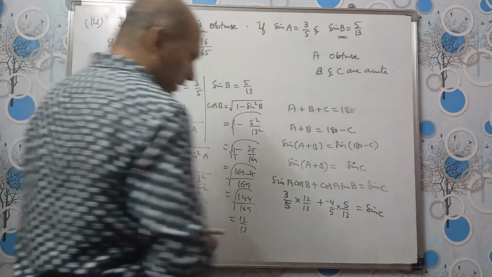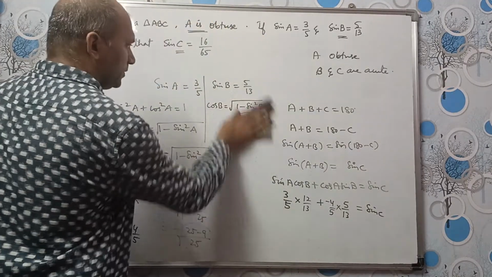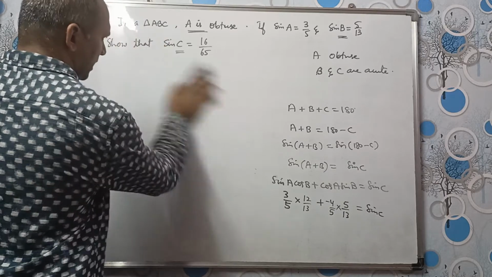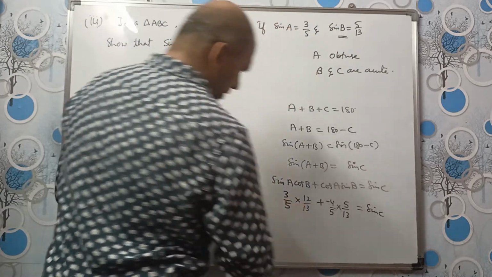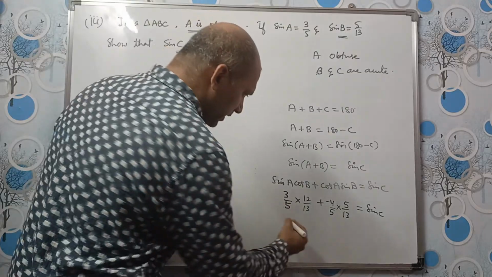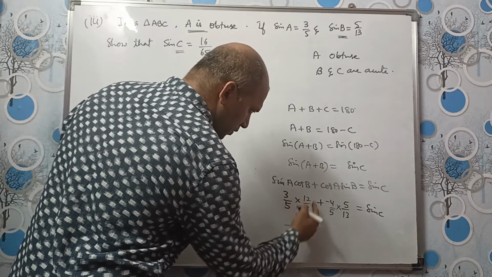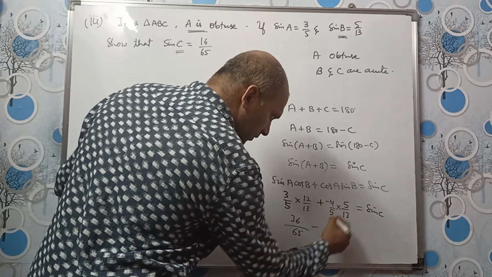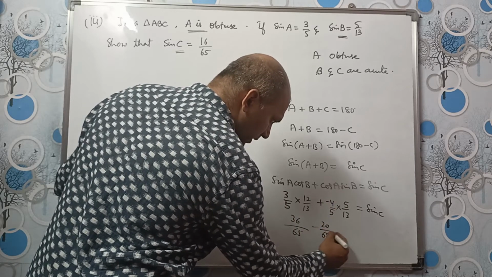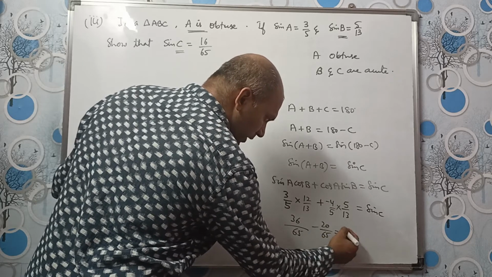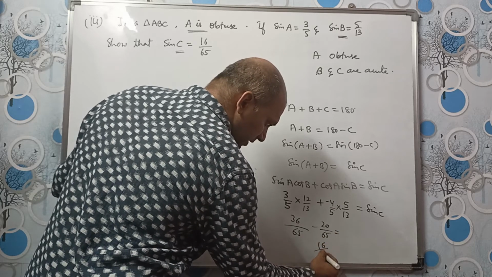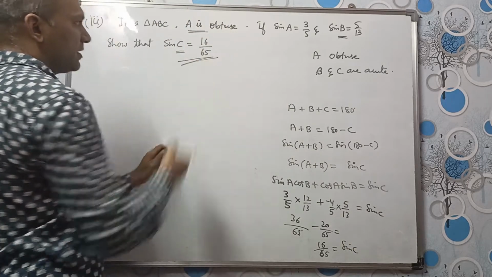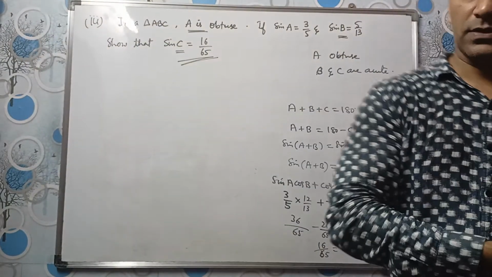Now let us find out. We should get 16 by 65. 5 into 13 is 65. 12 into 3 is 36. 4 fives are 20. So 36 minus 20 is 16. 16 by 65 is equal to sin C. So sin C is equal to 16 by 65.